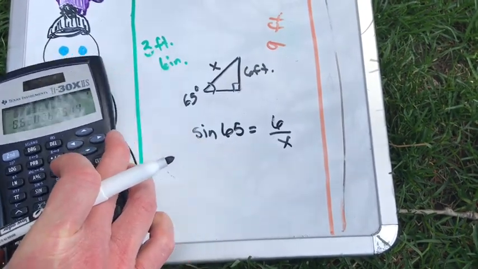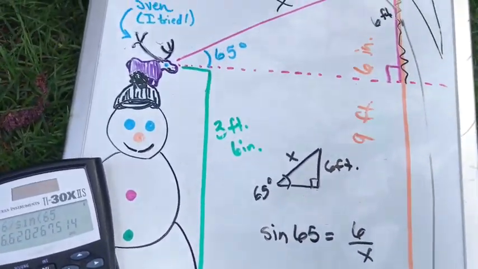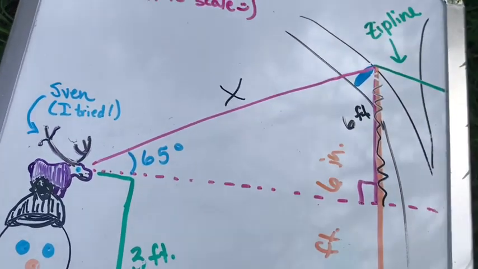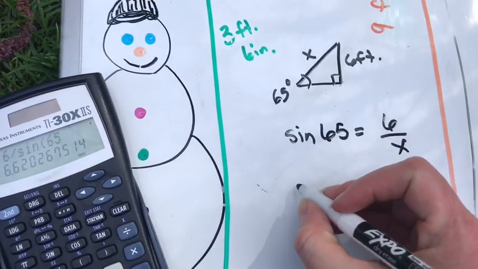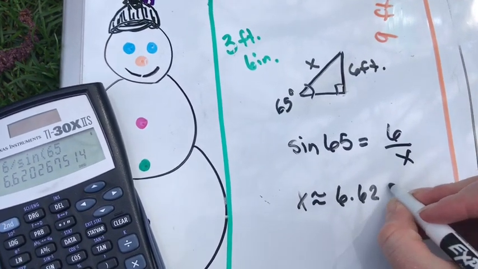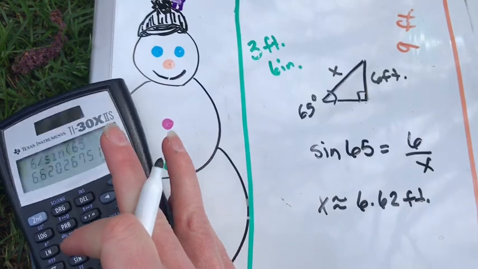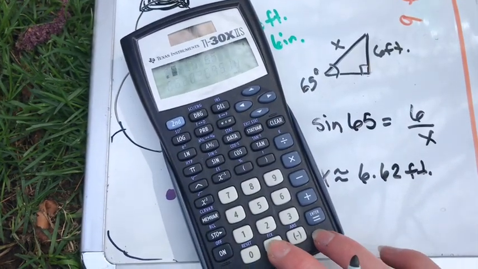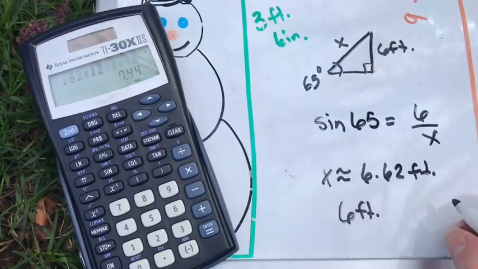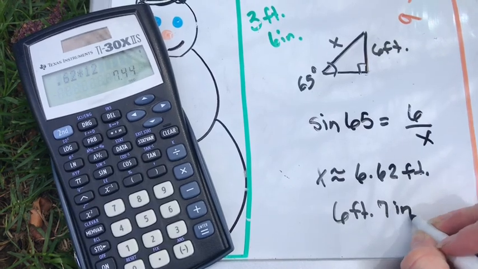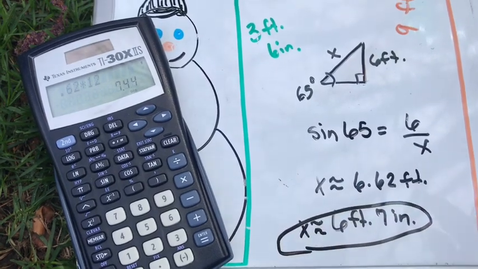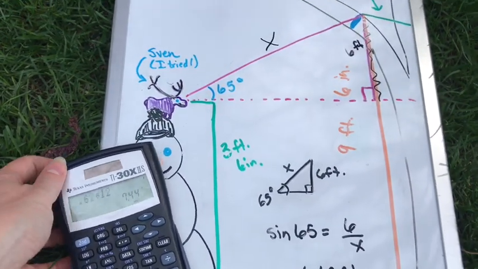So the distance that Sven needs to fly, or however he's going to get up there, is approximately 6.62 feet. I'll put that into inches. I'm going to take my 0.62 and multiply that by 12. I'll just round to the nearest inch. 6 feet 7 inches. That is the distance that Sven will have to fly, or whatever he does for transportation.